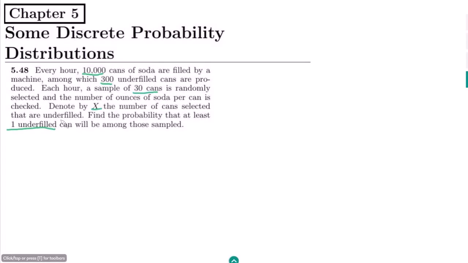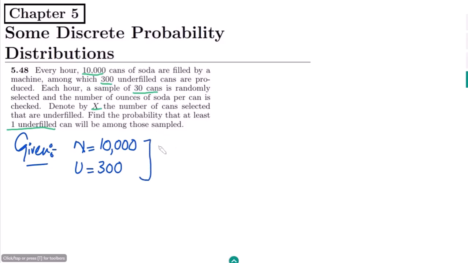First of all, let me write the given data here. The total number of cans here are 10,000, and 300 are underfilled, which I represent with U. Because the total is very huge, in order to find the probability of the underfilled, we write the total number of underfilled divided by 10,000. So it will be 0.03.